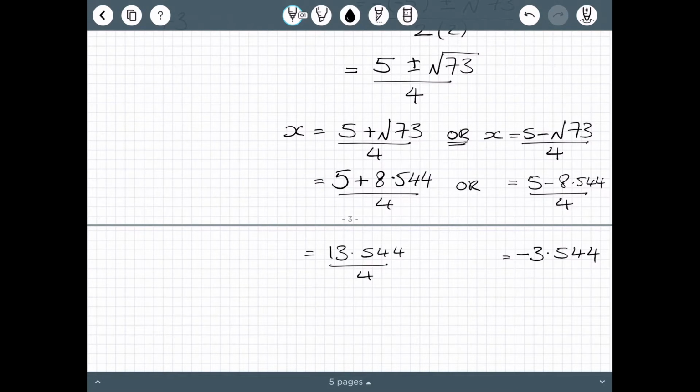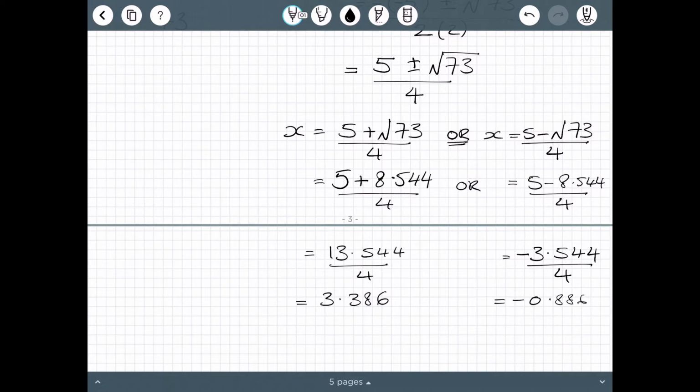This gives a final answer of 3.386, and this is equal to negative 0.886, and just remember that's being divided by 4 as well. Okay, so that's us actually solved this. We can see we have two distinct roots there, two different roots, and that makes it very easy for us to work with the discriminant to see how many roots we have.